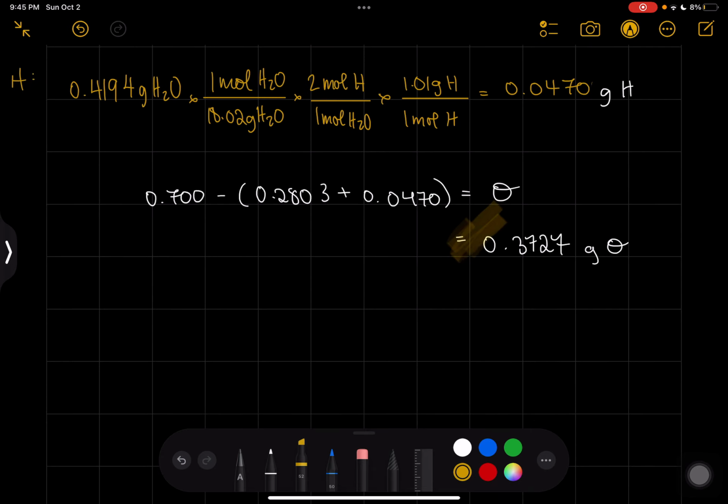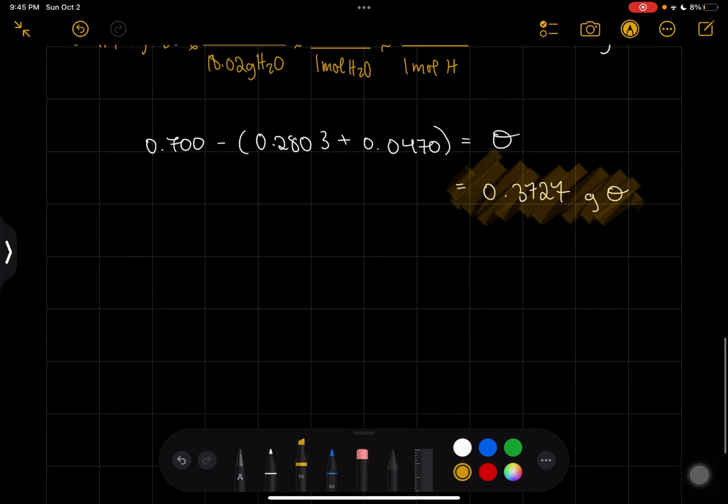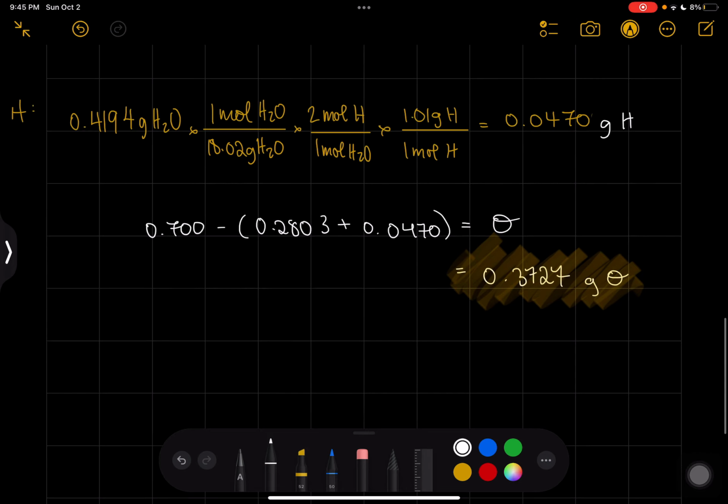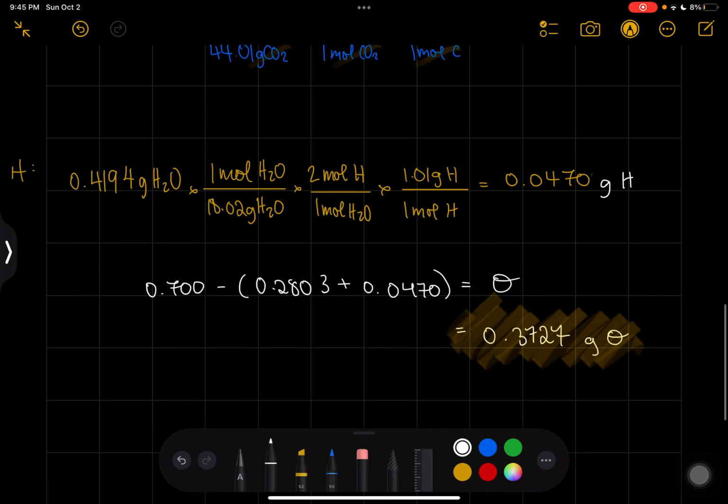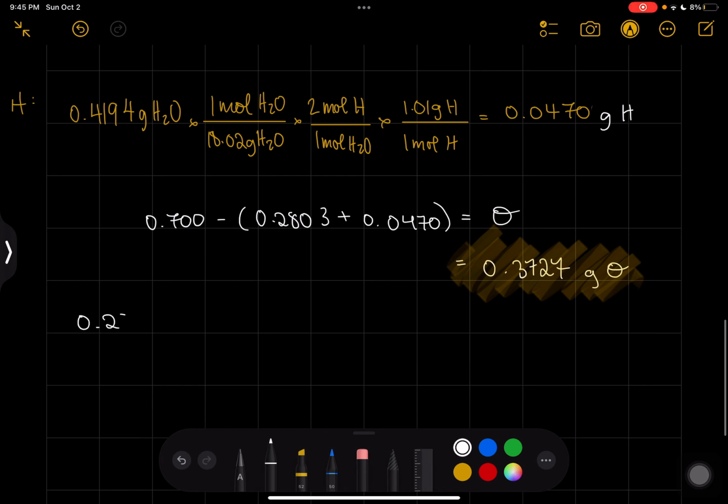Okay, awesome. So now that we have all of those, I'm going to write them down over here so we just have a clear understanding. 0.2803 grams of carbon, hydrogen, and oxygen now.